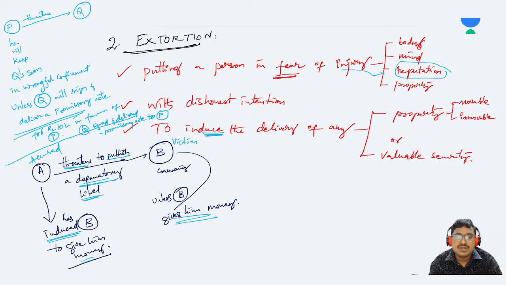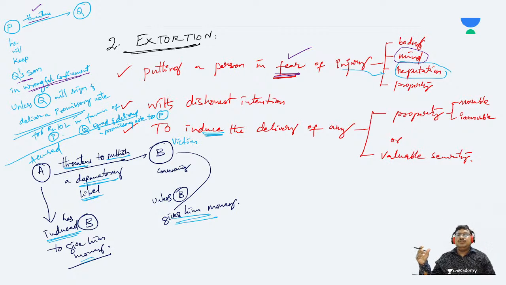Now friends, if you see the ingredients here, Mr. P threatens Mr. Q. There is a threatening. It shows the fear, friends. The threatening shows the fear. Mr. P threatens Mr. Q that he will keep Q's son in wrongful confinement. Here, wrongful confinement is an offense related to injury to the mind of the human being.